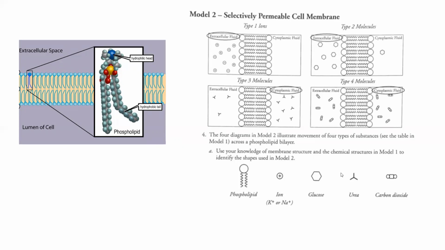Small things, so this is a little smaller, and urea has nitrogen in it. So it can get through just a little bit better. But the only thing that can get through really easily and is going to have no problem getting through the cell membrane is going to be small hydrophobic molecules like carbon dioxide.